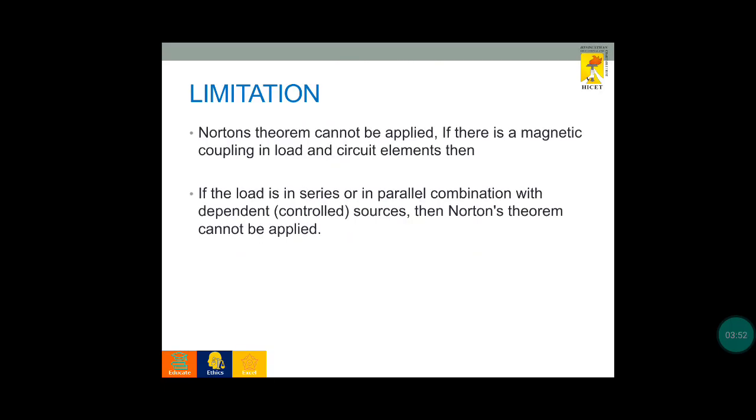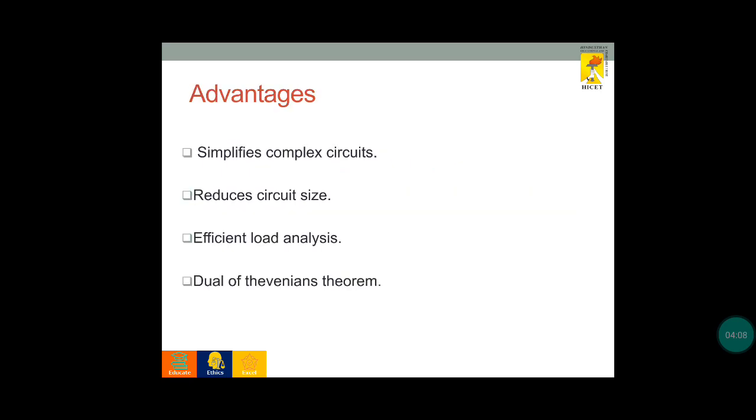Limitations of this theorem: Norton's theorem cannot be applied to magnetically coupled circuit loads. The second point is, if the load is in series or in parallel combination with different sources, then this theorem is not applicable.